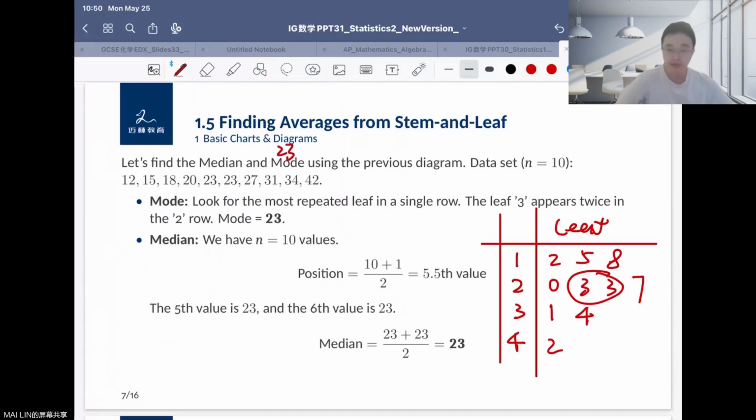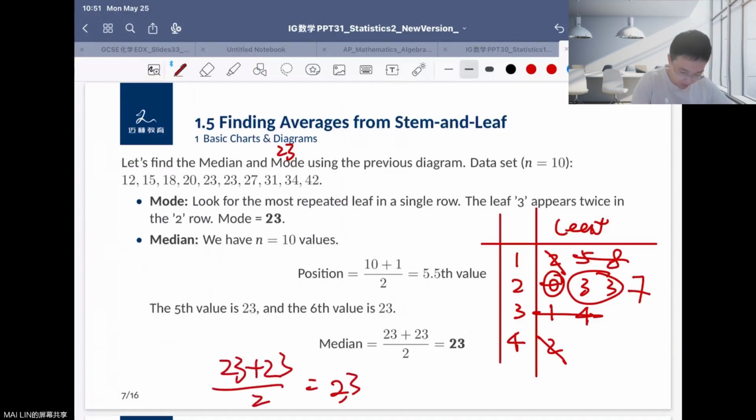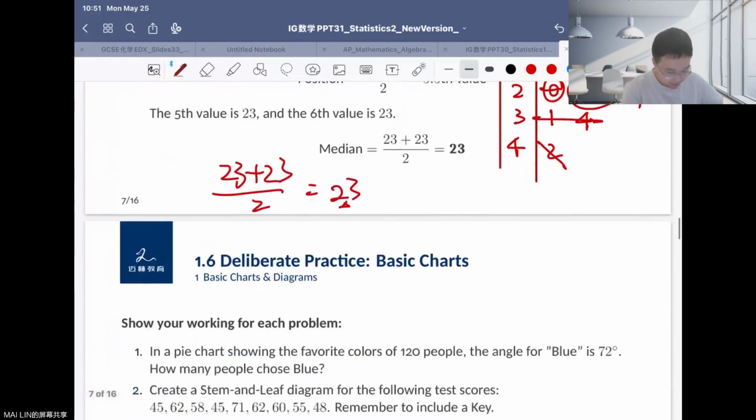And median means the middle position, right? So to find the median, we can first delete the biggest value, and then delete the smallest value, and then delete the two smallest, the two biggest, and 20 and 27. So you can find 23 and another 23 are at the middle place, right? So using the rule, 23 plus 23 over 2, we find the median equals 23, okay? That is how we can calculate with a stem and leaf.